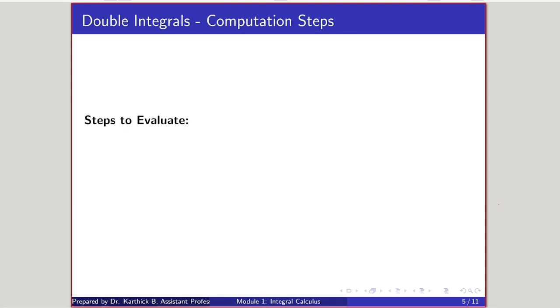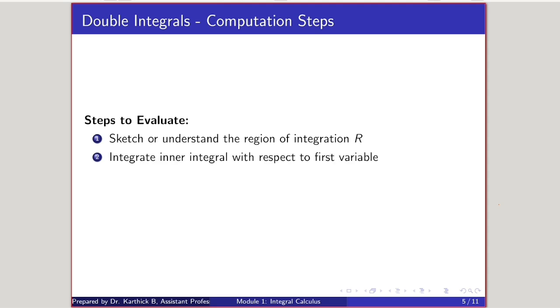I have given some steps to evaluate the double integral, which will make it easier to understand how the evaluation is done. First, we have to understand the region with the limits of the variables x and y. Next, we integrate the inner integral with respect to the first variable. Then we integrate the resultant with respect to the second variable.